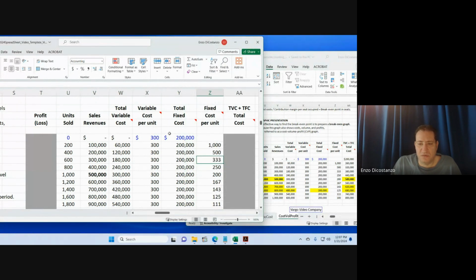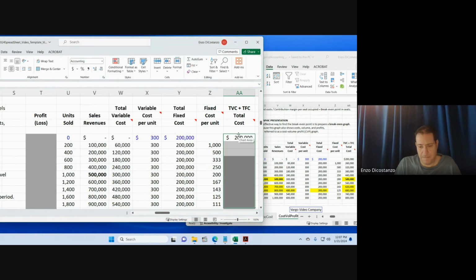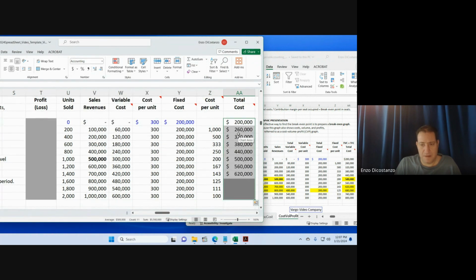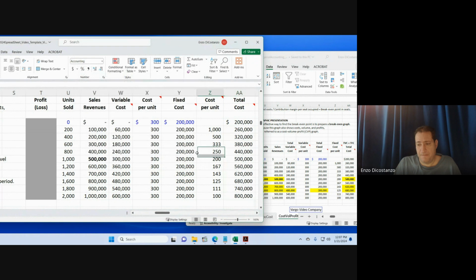So you have total variable costs and total fixed costs. You're going to add these up. Total variable cost plus total fixed cost is here. And you're just going to take this, Control D. There you go.